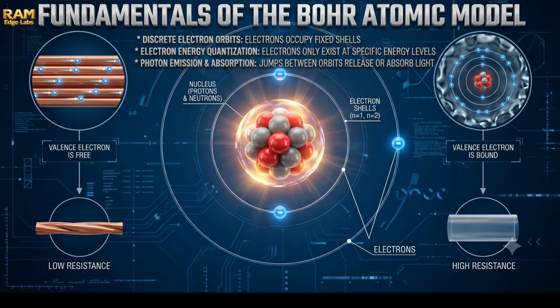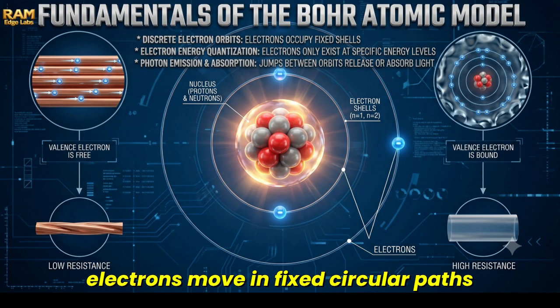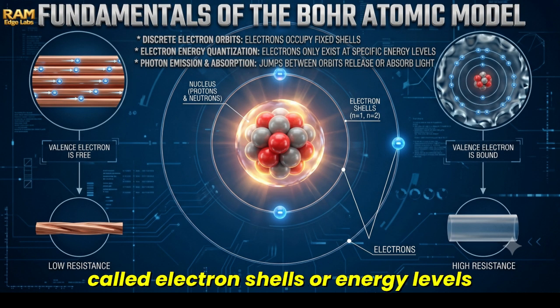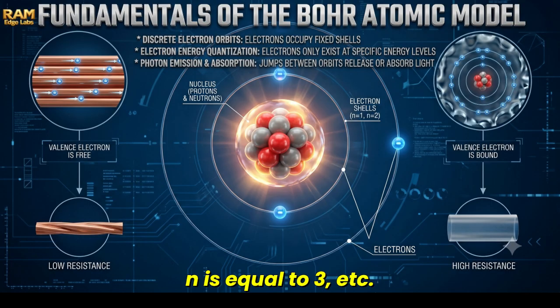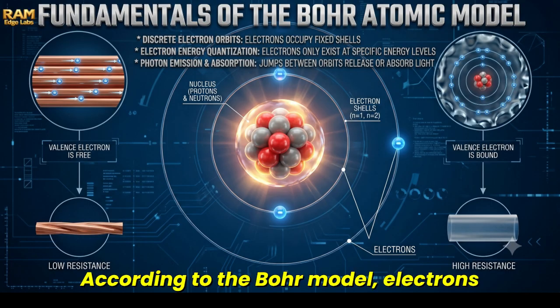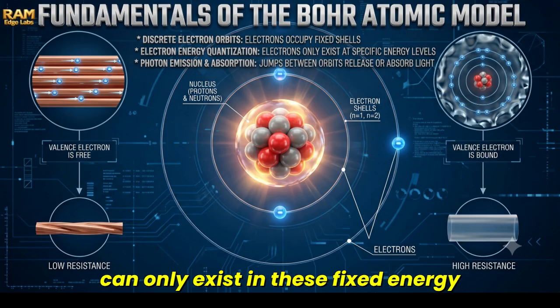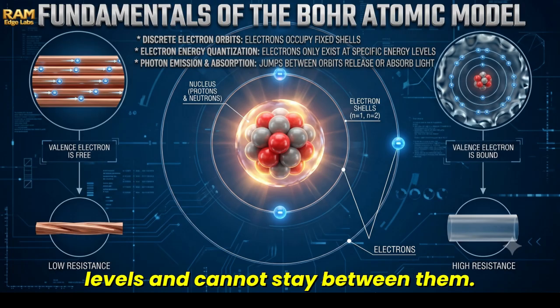Around the nucleus, electrons move in fixed circular paths called electron shells or energy levels: n = 1, n = 2, n = 3, etc. According to the Bohr model, electrons can only exist in these fixed energy levels and cannot stay between them.